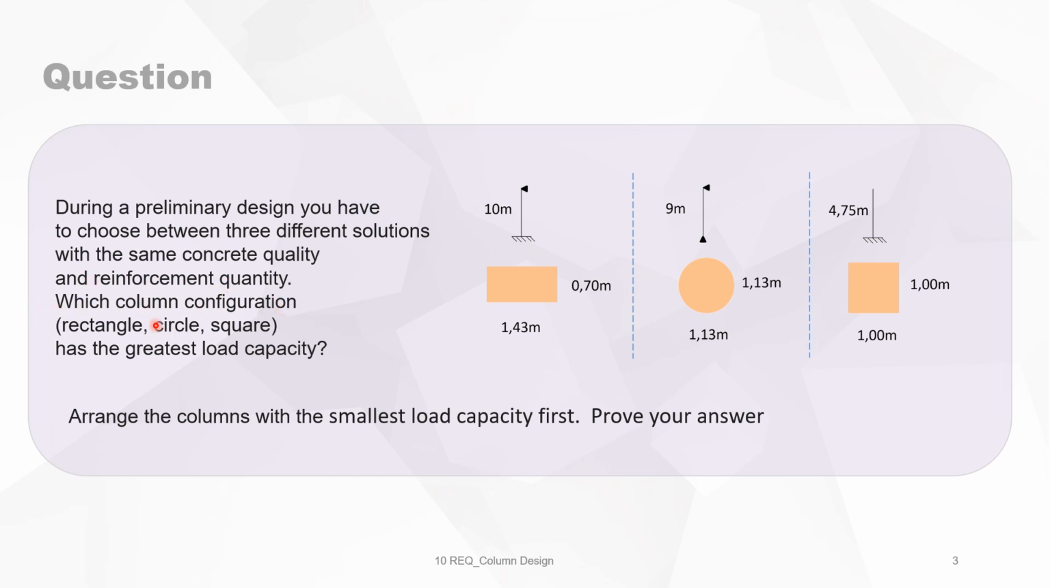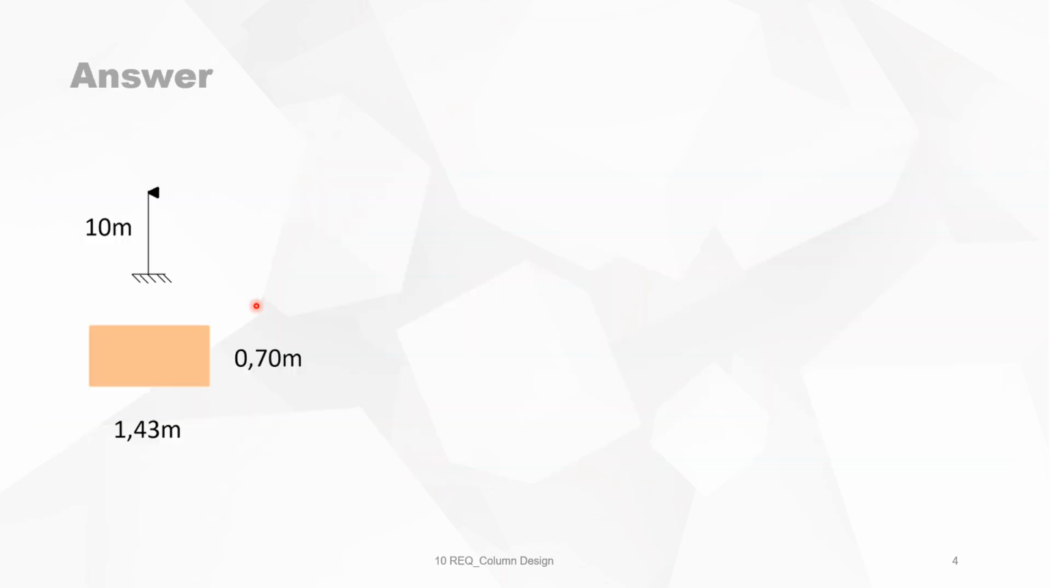Which column configuration, rectangle, square, or circle, has the greatest load capacity? And arrange the columns with the smallest load capacity first. Prove your answer. So we have 3 cases, and we will study all the 3 cases separately. We start with the rectangle column.